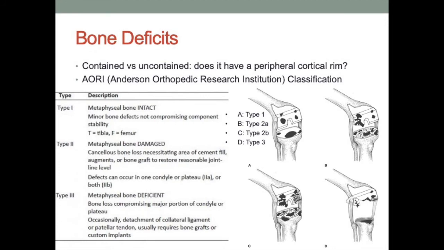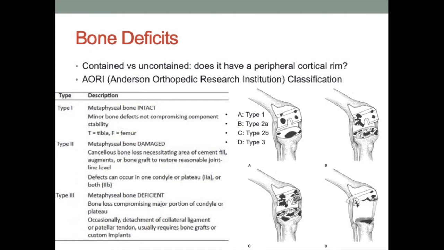The AORI, or the Anderson Orthopedic Research Institution, has classified these deficits, which help guide your treatment. So a type 1 deficit is the metaphyseal bone is intact and you have minor bone deficits, usually contained. So you can just bone graft them or cement them and not have to really address them with your reconstruction. Type 2 is where the metaphyseal bone is actually damaged. So you have cancellous bone loss that necessitates an area of cement fill, augments, or the beginnings of perhaps a sleeve or cone. These defects can occur in one condyle or plateau, which is 2A, or both, which is 2B.